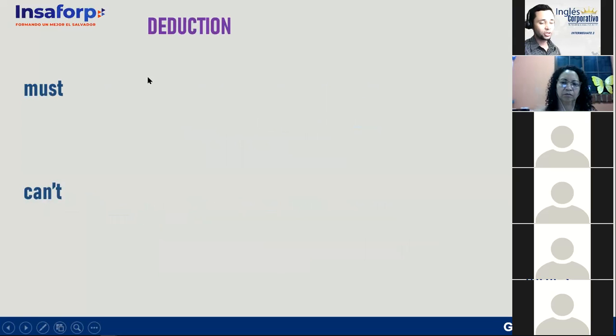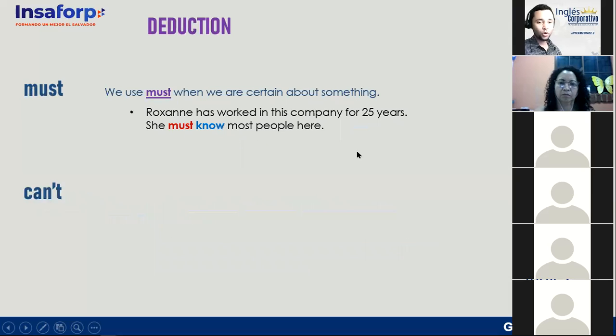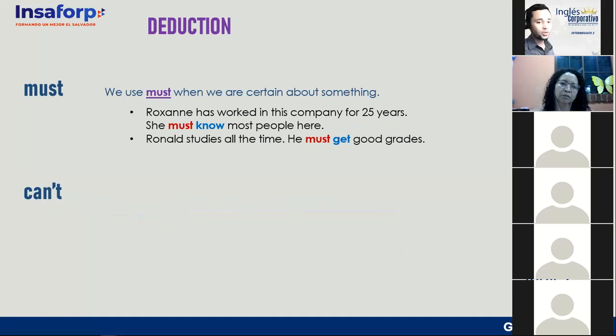What about deduction? You can use must. We use must when we are certain about something. Roxanne has worked in this company for 25 years. She must know most people here. Ronald studies all the time. He must get good grades. He has two private jets. He must be rich. What about can't?